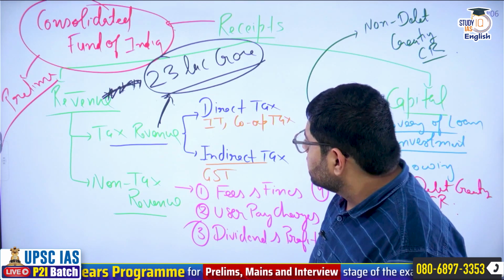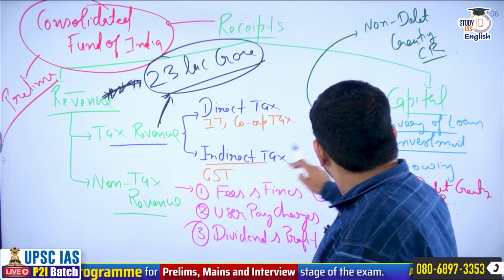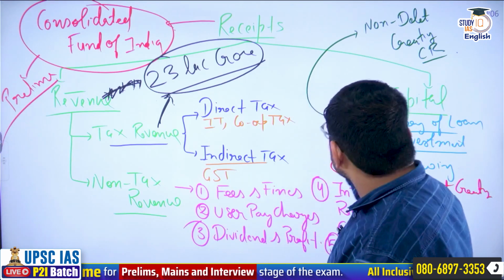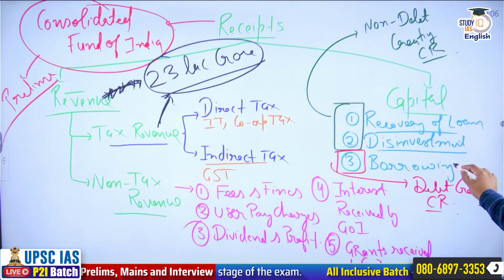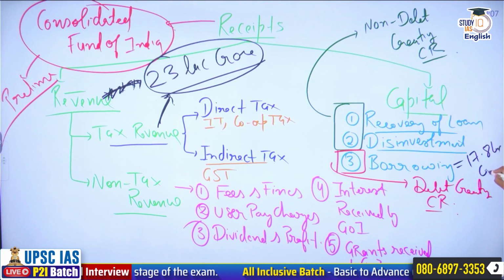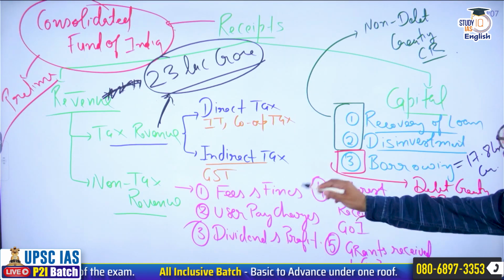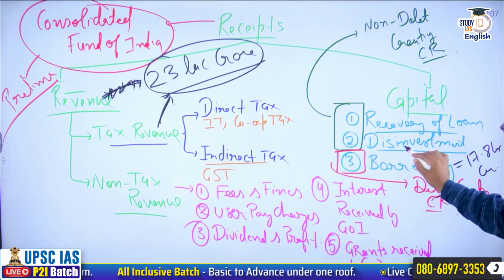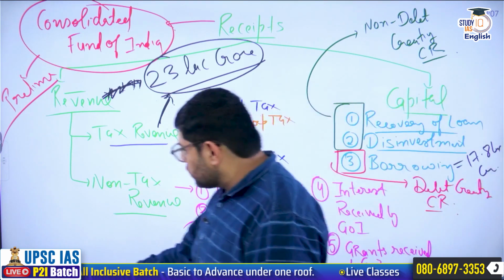So it means the rest of the amount is coming from non-tax revenue and capital receipt, and in capital receipt, non-debt capital receipt. Because we know that the borrowing we have to take is 17.8 lakh crores. Whatever is left is coming from non-tax revenue, recovery of loan and disinvestment. Now we'll see the numbers for that also.